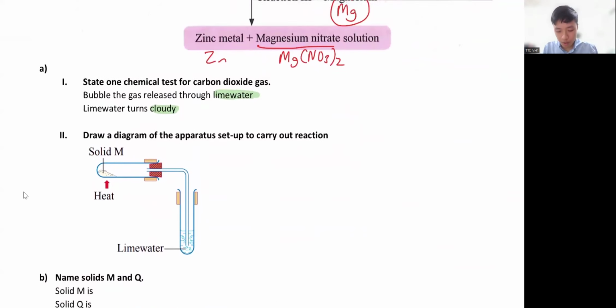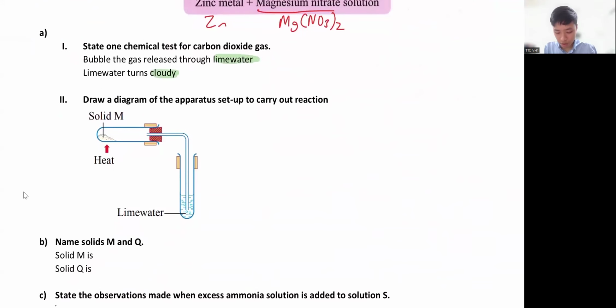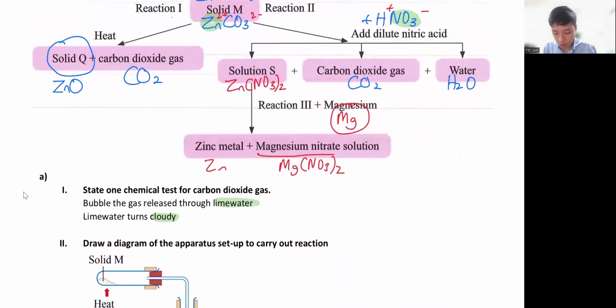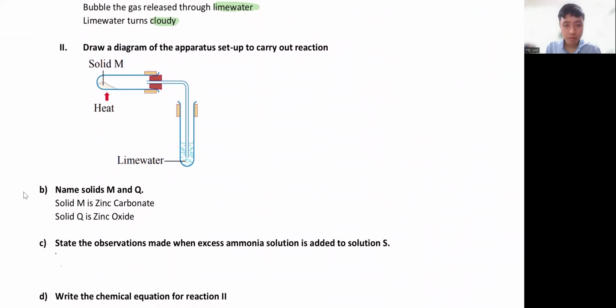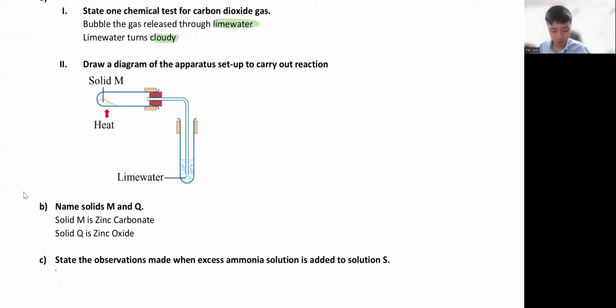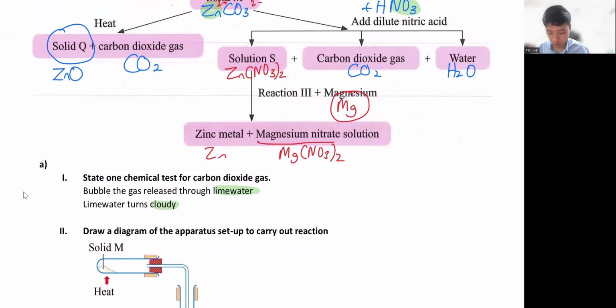So solid M is zinc carbonate. Solid Q is zinc oxide. Solution S.